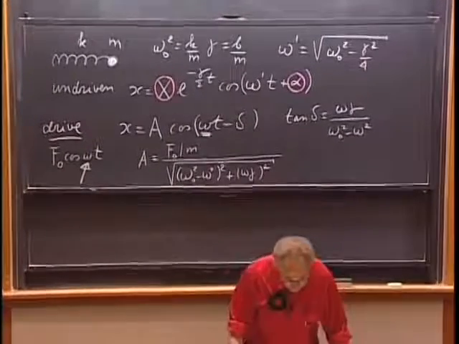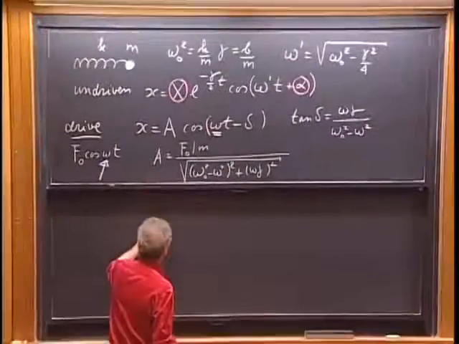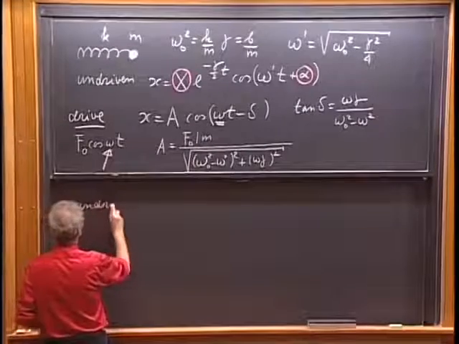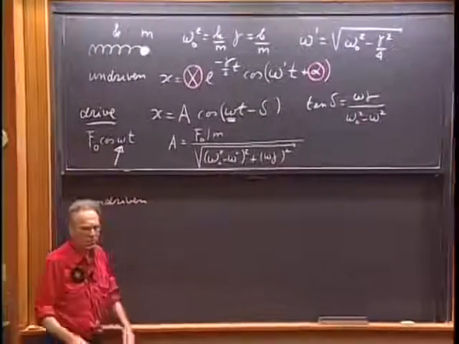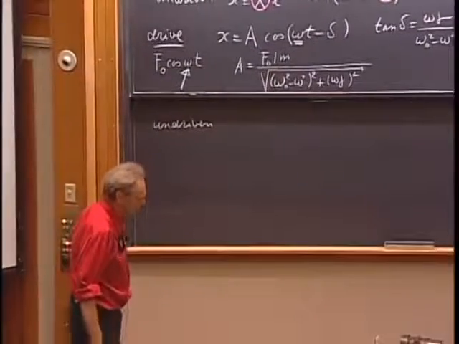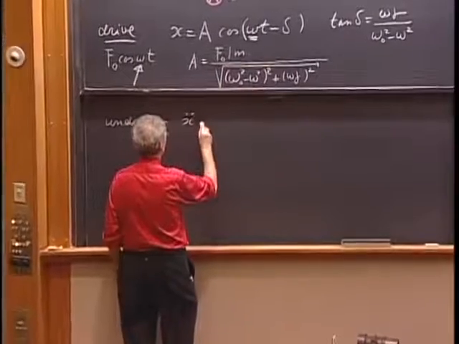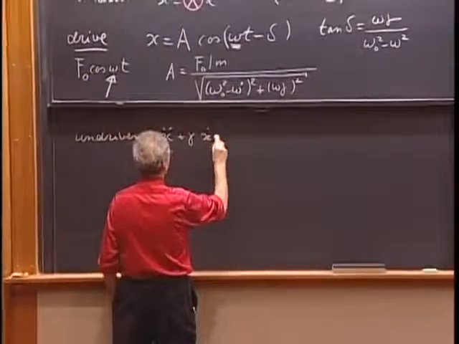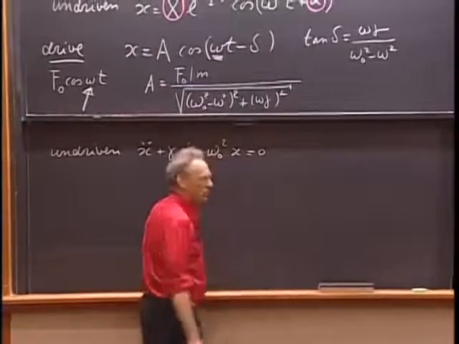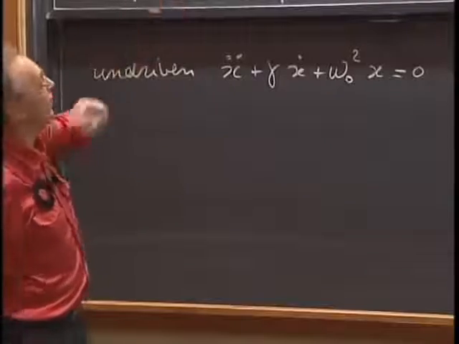Now let us look at the differential equations that we were solving. And so first we go to the undriven system. Undriven means that at t equals 0, you give it a kick, and you just let it do its own thing. The differential equation that we then had was x double dot plus gamma x dot plus omega 0 squared x equals 0. That's the one we had. And we solved it, and we found that solution there.